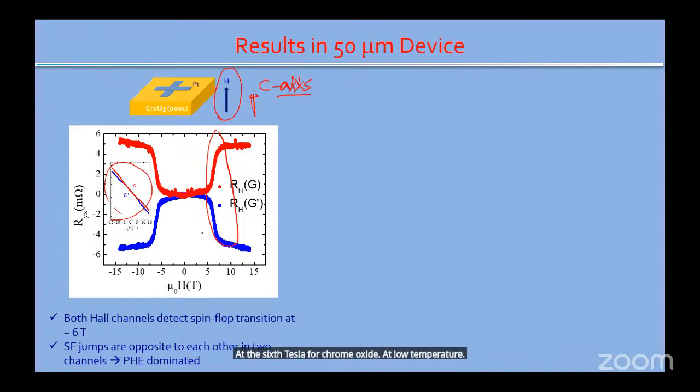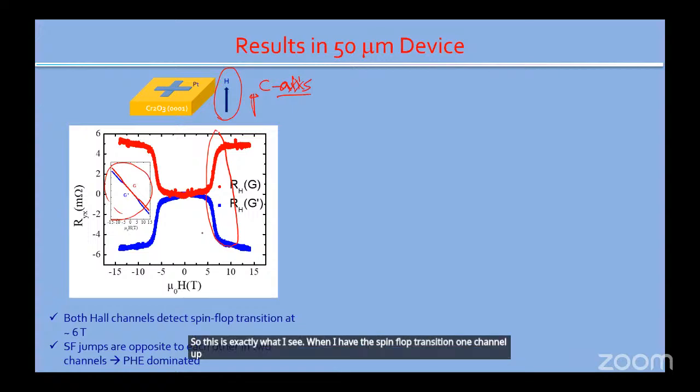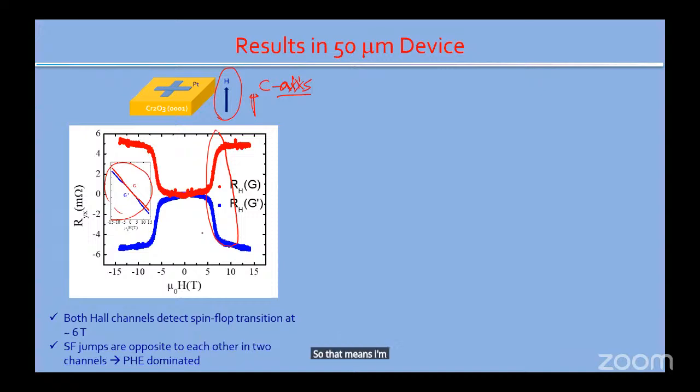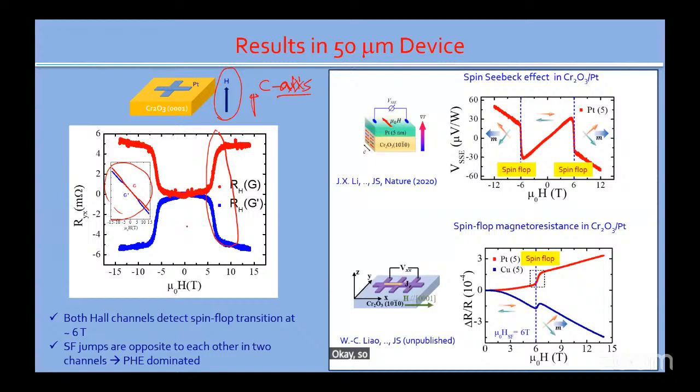Okay, so as I mentioned earlier, if we detect the planar Hall effect, these two channels will report opposite polarity. So this is exactly what I see. When I have the spin flop transition, in one channel I detect an upward jump, the other is opposite, right? These two actually look very symmetric. So that means I'm detecting primarily the planar Hall effect here. Okay, so spin flop occurs at 6 Tesla.